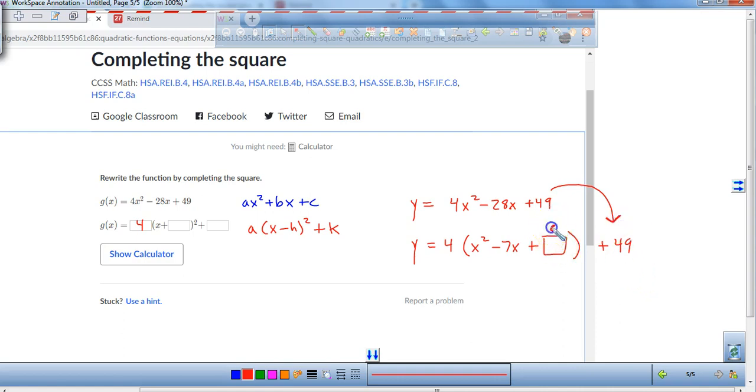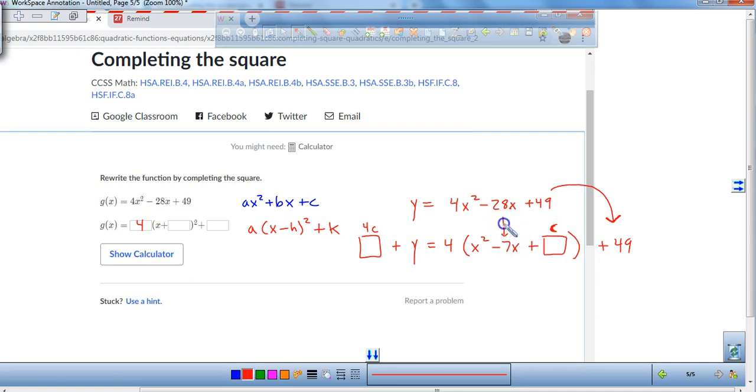Now, here's the tricky part. If I'm going to complete the square right here, whatever I do to one side, I have to do to the other side. So I'm going to put the box over here. But this value is going to actually be multiplied by 4, so I'm actually going to put 4 times c.